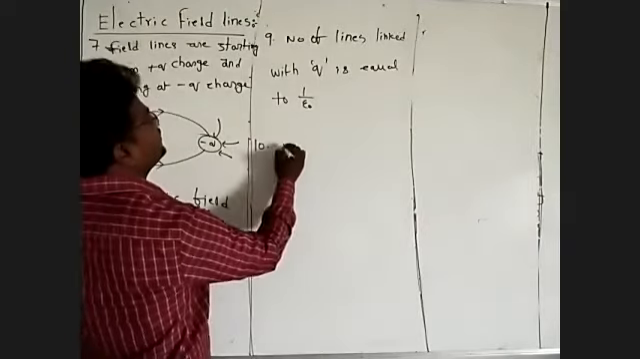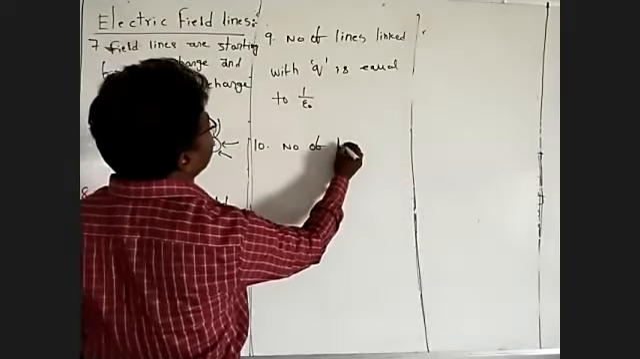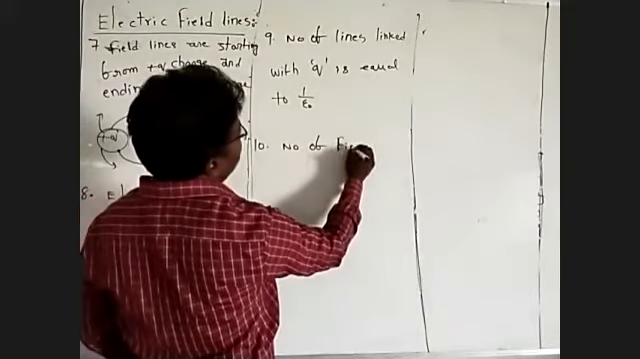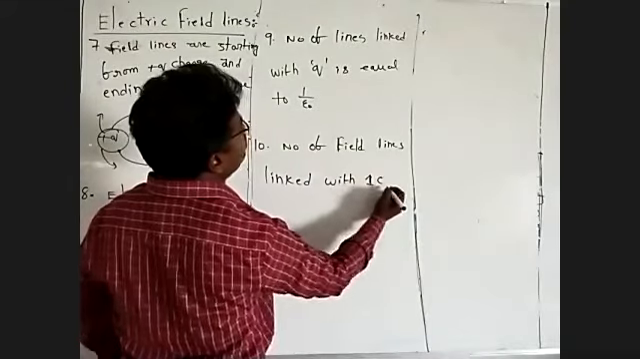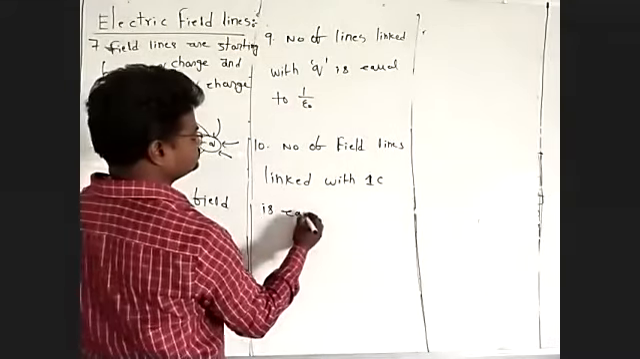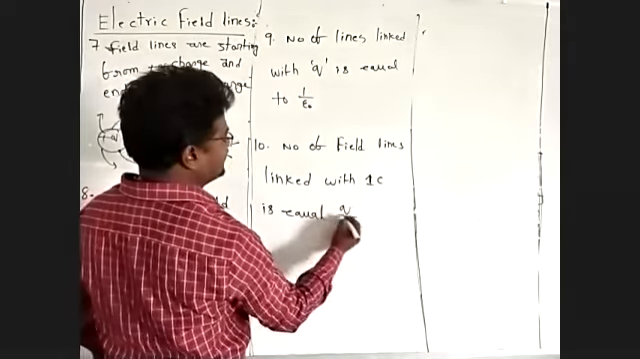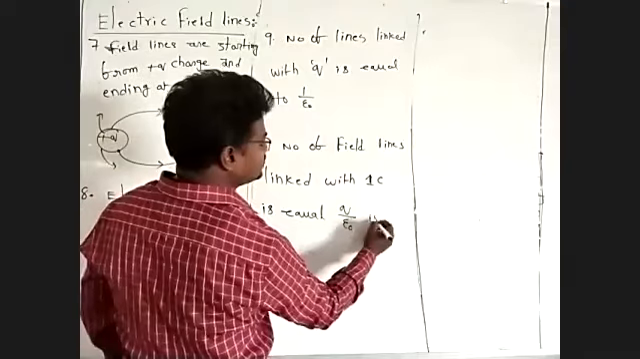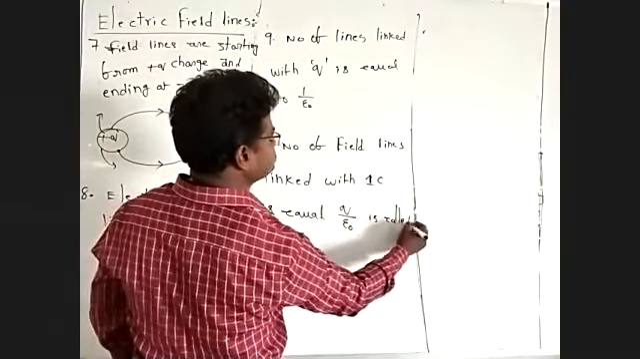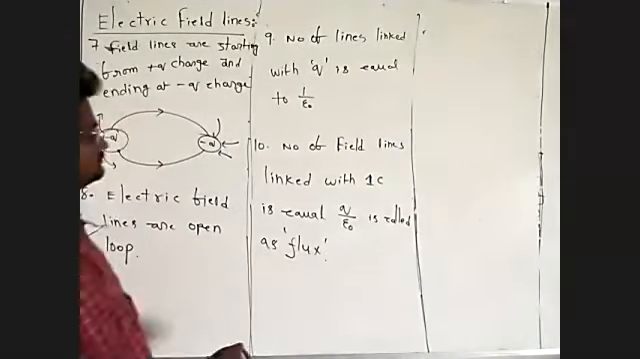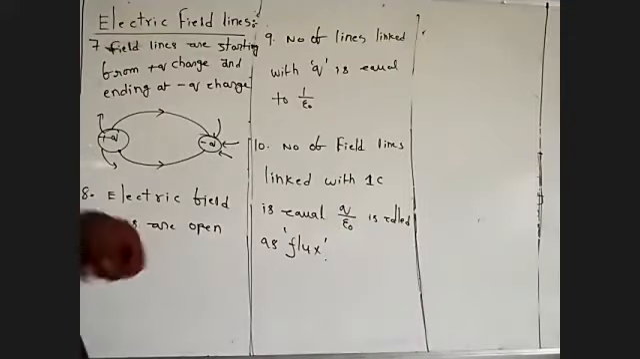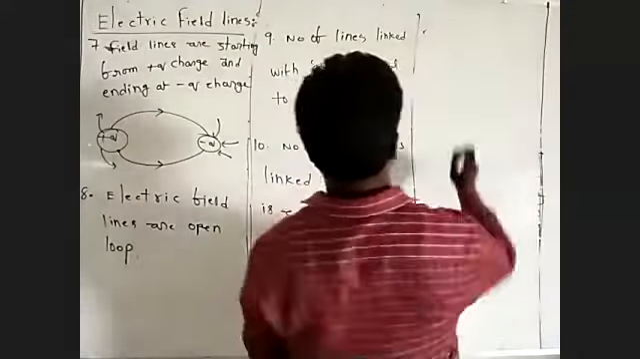Next, the number of field lines linked with a unit coulomb, 1 coulomb, is equal to Q by epsilon naught. It's called flux. So next, 11th point.